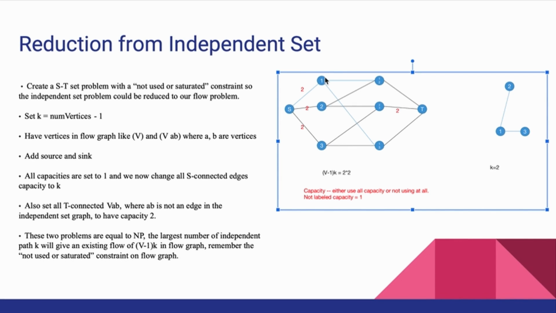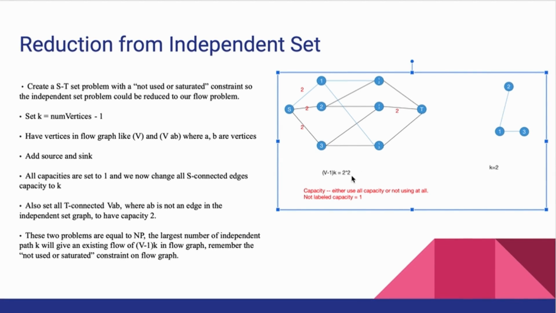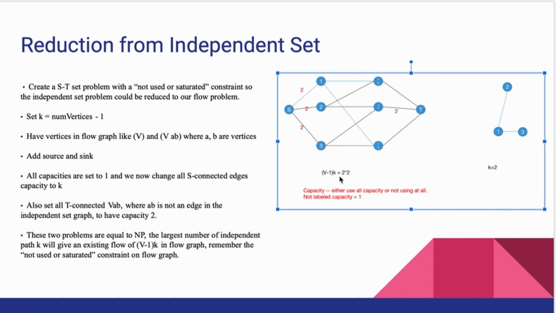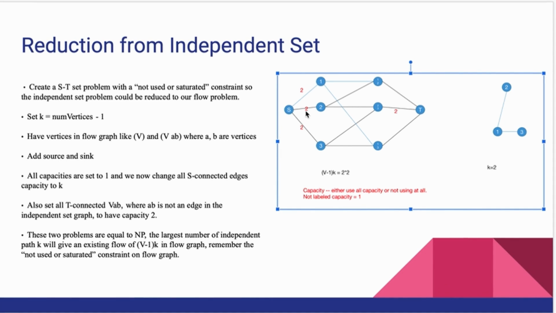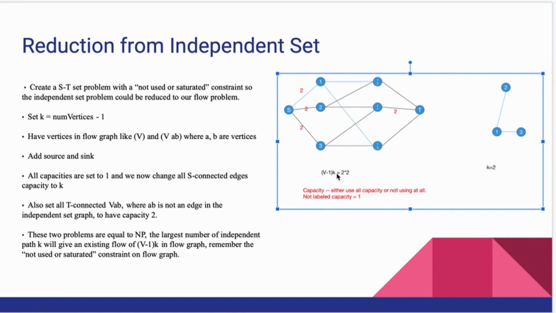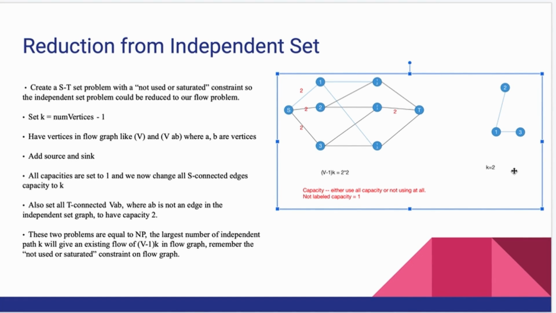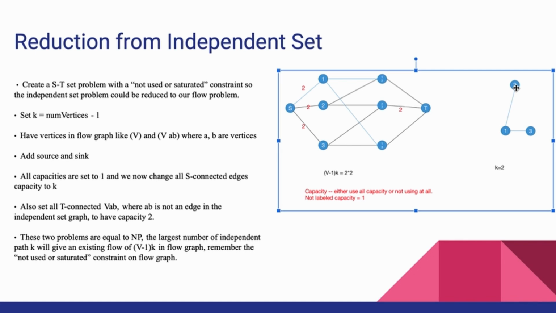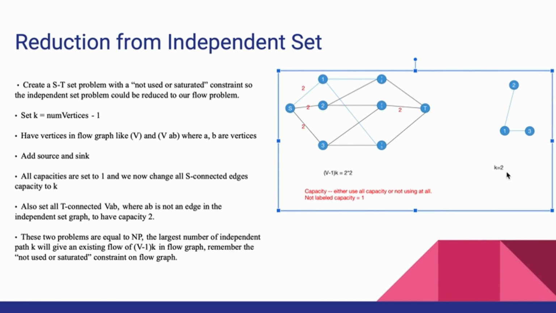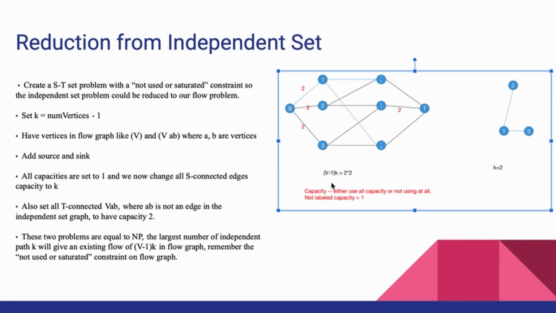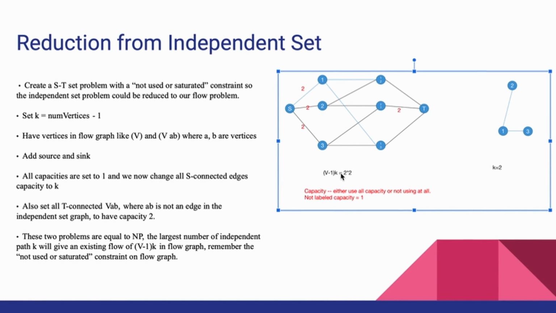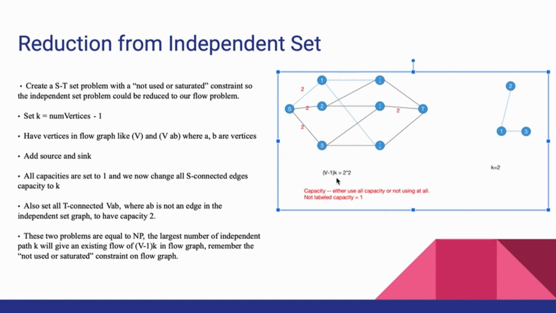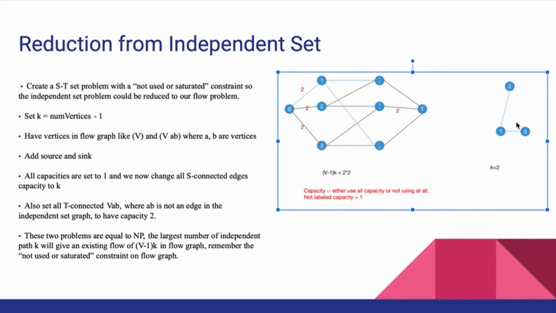These are the second set. We have a source connected to each of the vertices, with a capacity of v minus 1 on these 3 edges, and k is the size of the largest independent set. So if we have a largest independent set of this size, we can have a maximum flow while satisfying the not used or saturated constraint. The maximum flow value is v minus 1 multiplied by k, and it's pretty obvious.